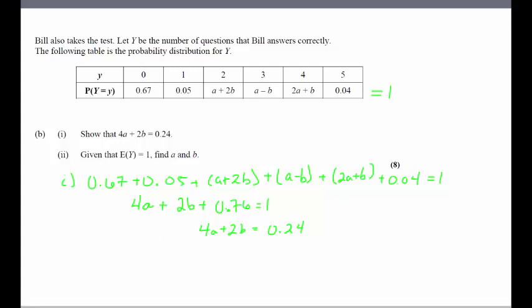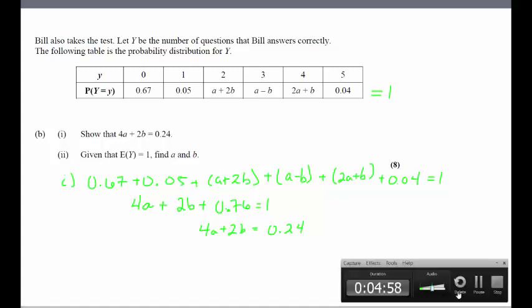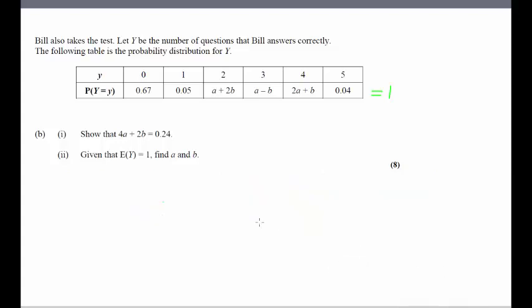And then for part 2, it wants us to find a and b given that the expected value of y equals 1. And if you recall, to find the expected value, we're taking the value multiplied by its probability and adding all of those together. And here they're telling us the answer is equal to 1. So to find a and b, we're going to first start off by multiplying these together.